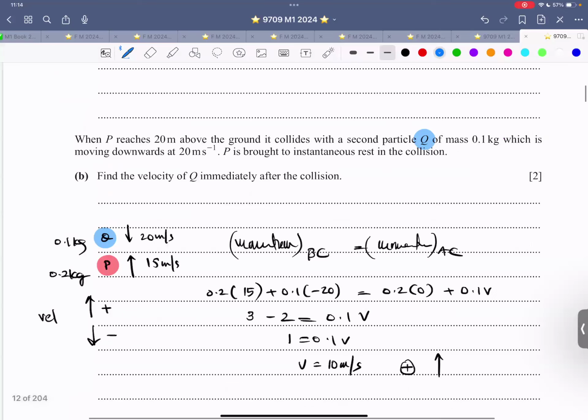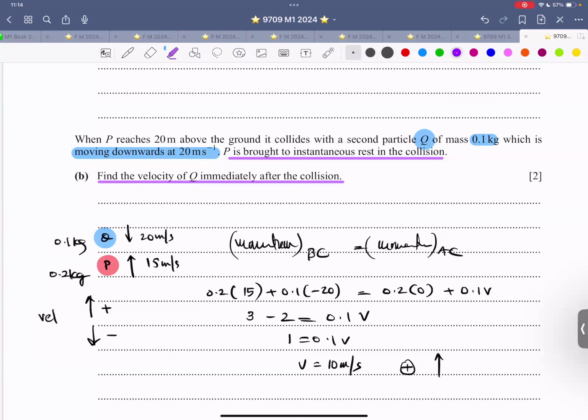Now the momentum part is here. When P reaches 20 meters above the ground, it collides with the second particle Q, and the mass of this particle is 0.1 kg, which is moving downwards at 20 meters per second. And then it further says that P is brought to instantaneous rest in collision. Find the velocity of Q immediately after the collision. Now what is happening is that when it reaches 20 meters above the ground, it has a speed of 15. It has a mass of 0.2. Q is coming down. It has a speed of 20 and mass of 0.1.